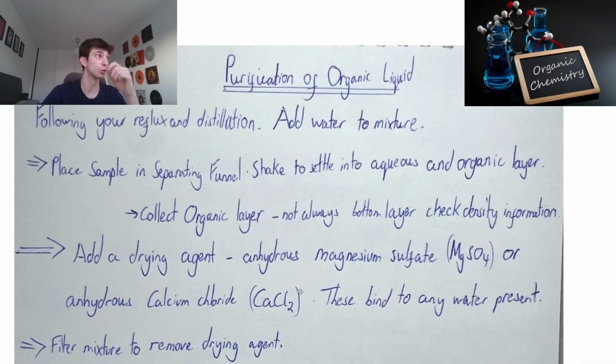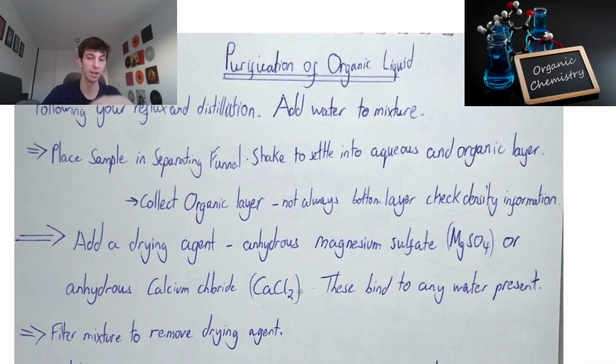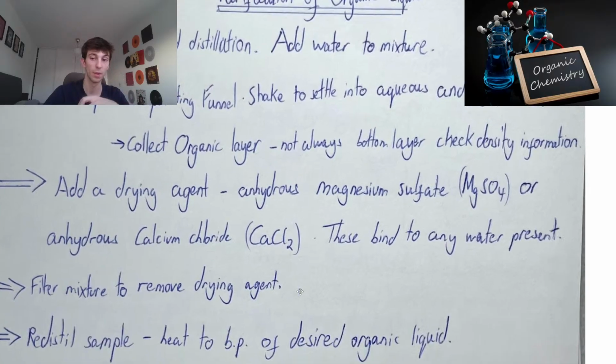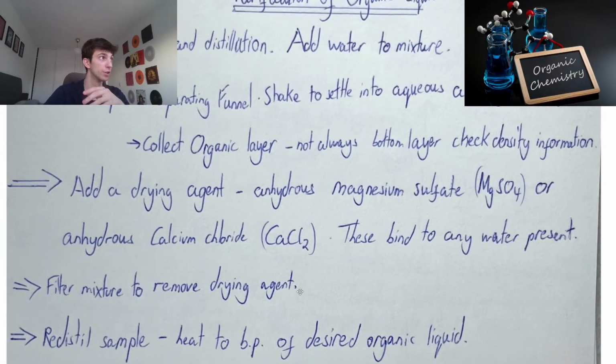So from here, you're going to add your drying agent. For OCR, there's two you can say, either anhydrous magnesium sulfate, MgSO4, or anhydrous calcium chloride, CaCl2. These will bind to any of the water present, leaving you with the organic liquid that you want. Then we have to filter the mixture to remove the drying agent. We want to get rid of whatever we have, magnesium sulfate or the calcium chloride, which has a lot of water bound to it, leaving us just with the organic liquid that we want. So these are the steps we need to know, guys.